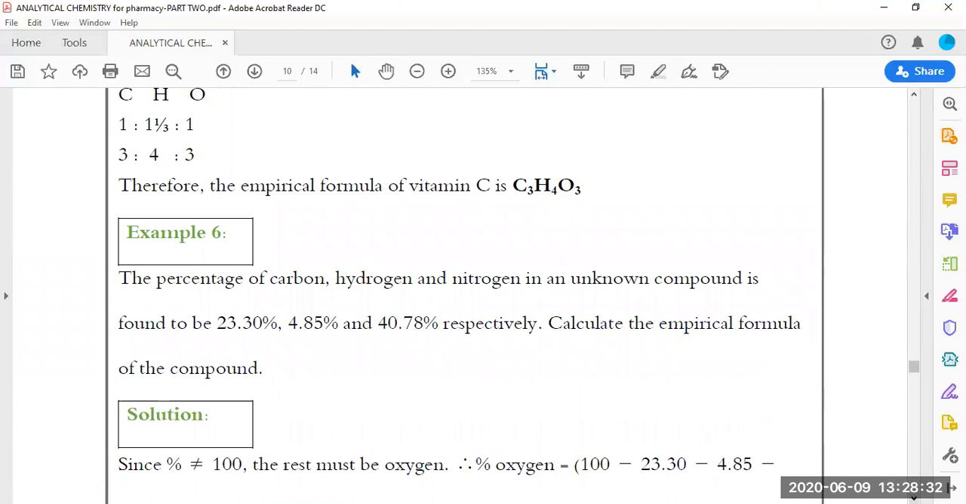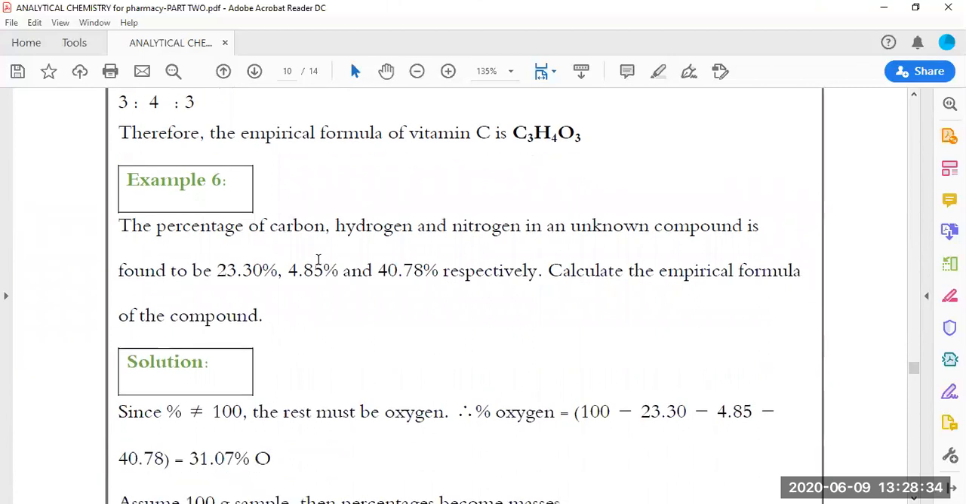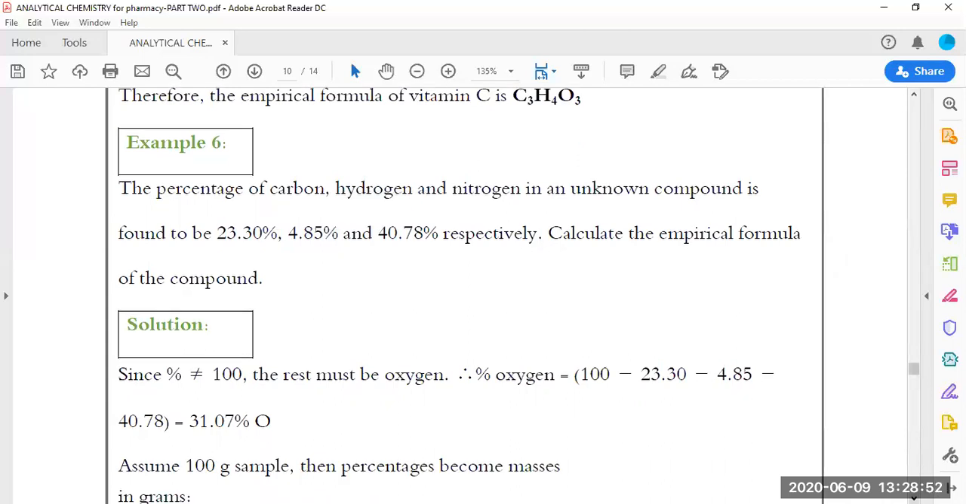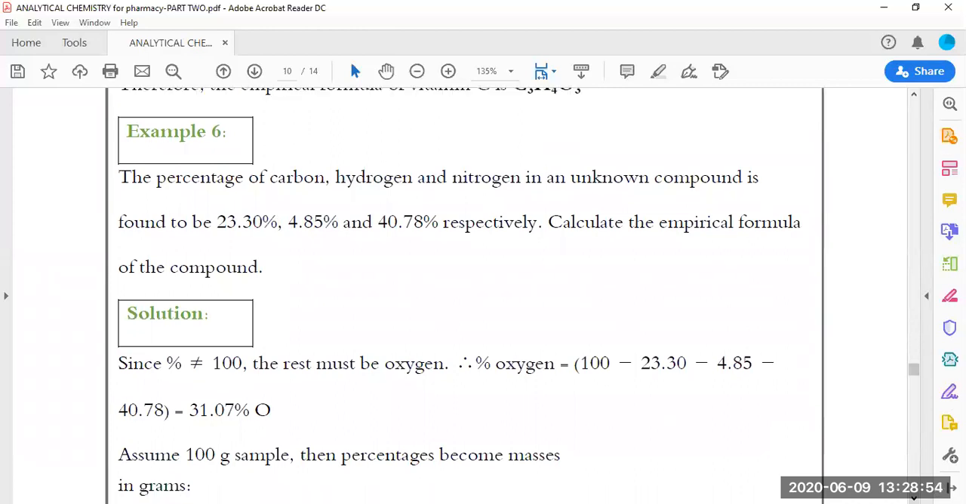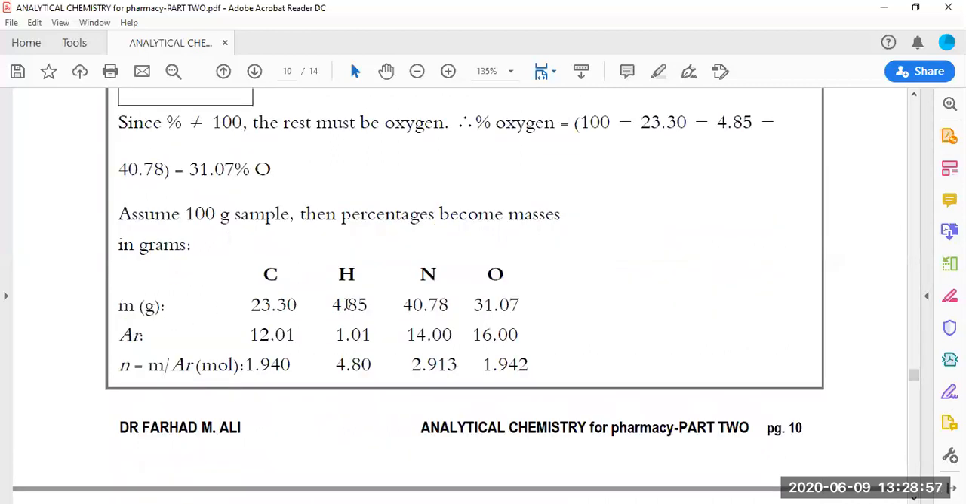This example, we're giving you the percentage of each one. Again, as we said before, you consider this percentage as a mass for each one, for each element. This one, carbon, hydrogen, nitrogen. Remember, this is not oxygen, nitrogen. You can find out the mass for each one. Convert the percentage as a mass. So that's the percentage.